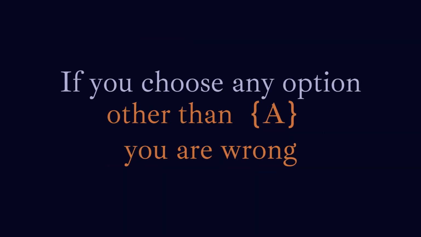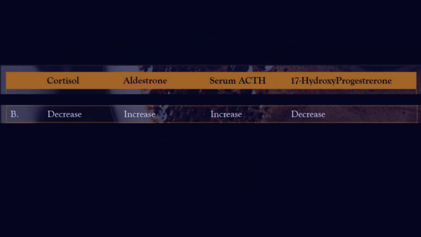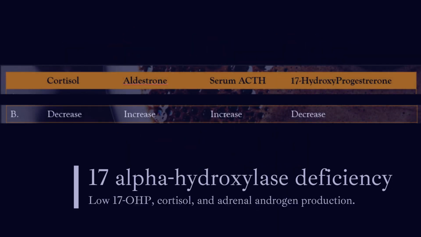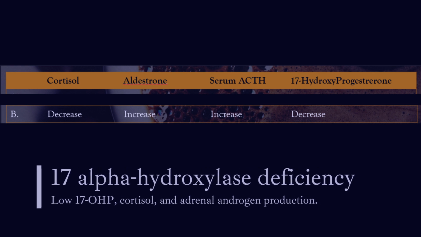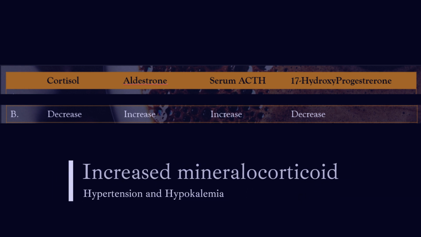If you choose any option other than A, you are wrong. Let's briefly discuss the other options. Choice B cannot be the answer because congenital adrenal hyperplasia due to 17-alpha-hydroxylase deficiency prevents the conversion of progesterone to 17-hydroxyprogesterone, resulting in low 17-hydroxyprogesterone, cortisol and adrenal androgen production. In contrast to this case, hypertension and hypokalemia occur with 17-alpha-hydroxylase deficiency due to increased mineralocorticoids.